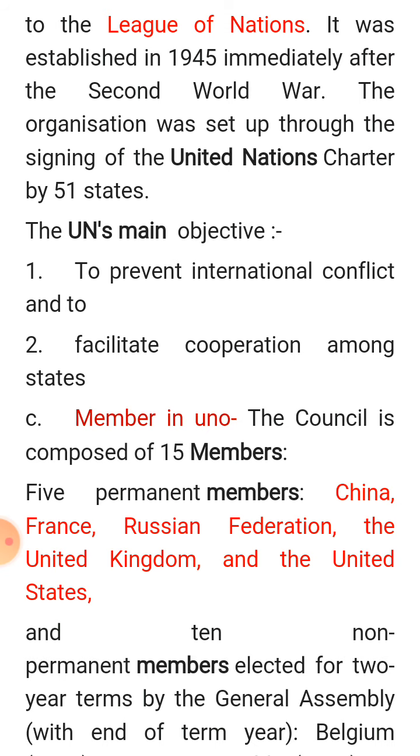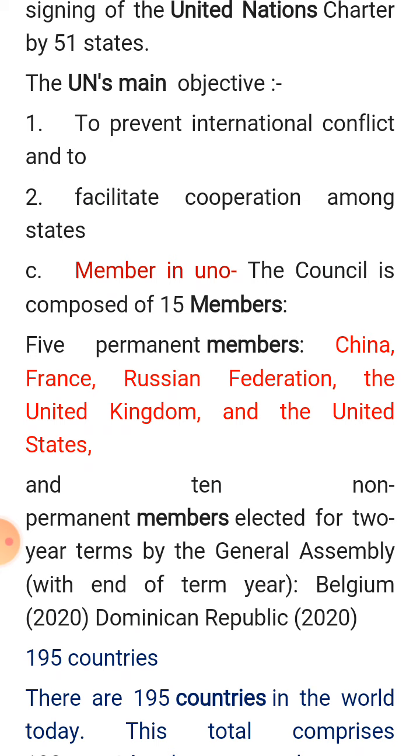What are the main objectives of the United Nations? The first objective is to prevent international conflict. It means if there is a possibility of conflict between two or more nations, it is the duty of the international organization to maintain the peace. Second, facilitate cooperation among states. If any states face problems like pandemics, some countries facing big problems, the United Nations also helps them.